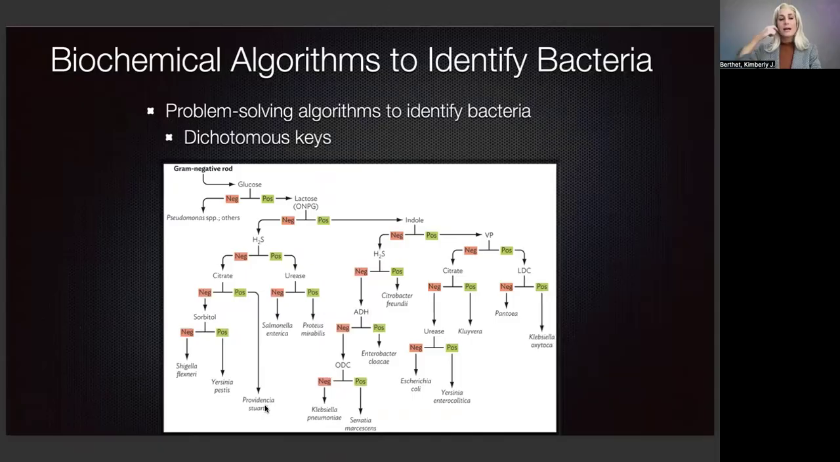Okay, let's go ahead and look at dichotomous keys. This is essentially a problem-solving algorithm, and it's called dichotomous because we're asking basically a question with two answers. So we're starting out knowing that we have a gram-negative rod. So this could be identified from a gram stain. That's typically your first step in an unknown.